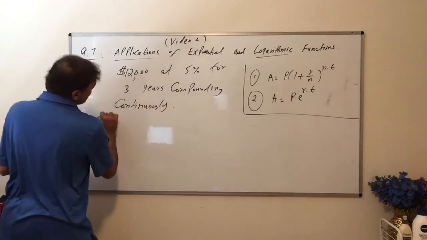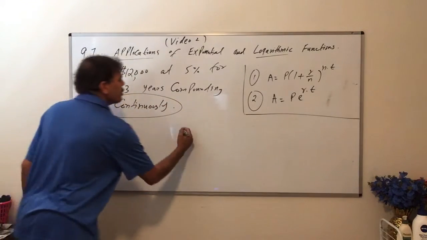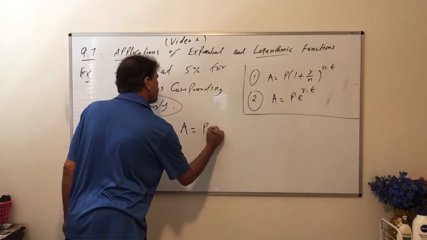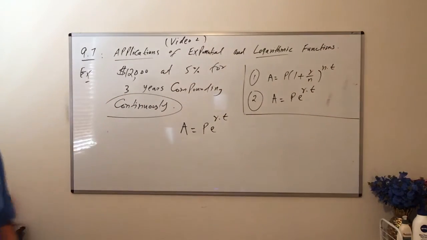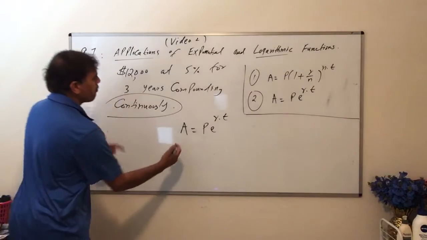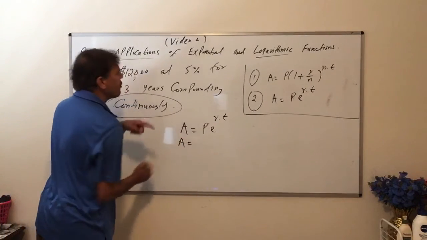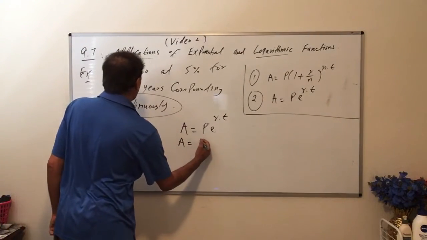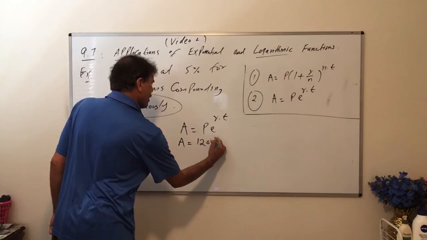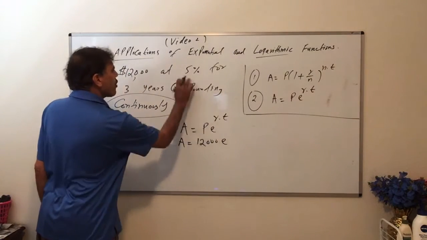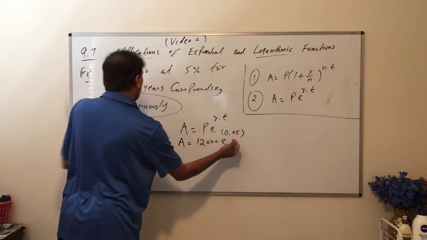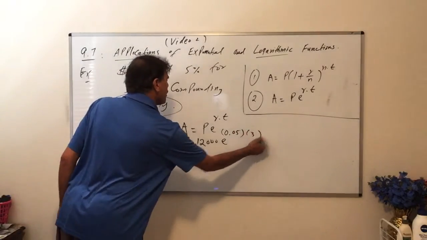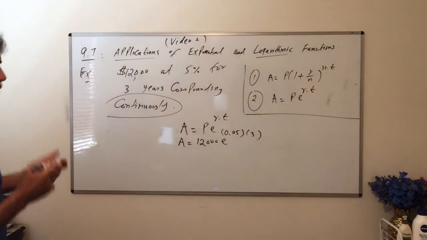Okay, so every time you see the word continuously, this is the one we're going to use. A equals P e to the power RT. The formula is different. So now, in this case, we need to find A, the future amount. The principal is the 12,000. The interest rate is 5%, which is 0.05, and the time is 2 years. Okay, that's the setup.